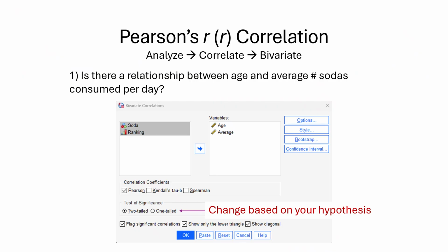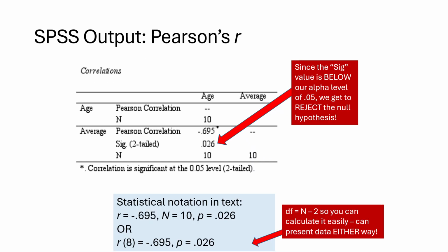Okay, so to conduct a Pearson's R correlation in SPSS, you're going to go to Analyze, Correlate, and Bivariate. And then you're going to move your two variables of interest into the variables box. So as shown on the screen, age and average. Now, once you click OK, we are going to get our output in a new window in SPSS.